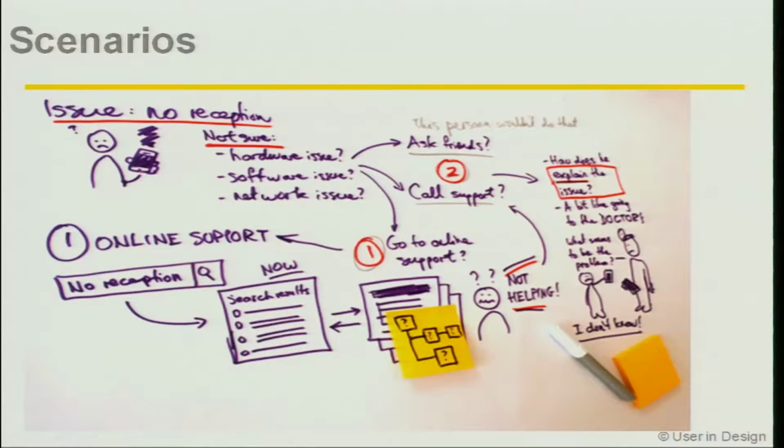What is he saying over here? This is related to him having problems with his cell phone reception, right? So you see this guy with an unhappy face and with the cell phone in his hand, he's saying he gets no reception. He's not sure, is it a hardware issue, software issue, is it a network issue? Should he ask his friends? Well, this person is unlikely to ask friends. He's not that kind, right? Should he call support? Should he go to online support? He's much more likely to do this first. So he goes to online support and he types in this no reception in the search bar and he gets these search results. He gets a whole bunch of information, with try this, try that and everything, and he's again quite confused. So he says, okay, let me call support.